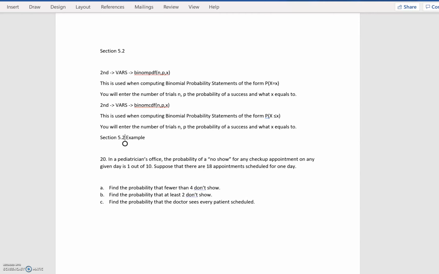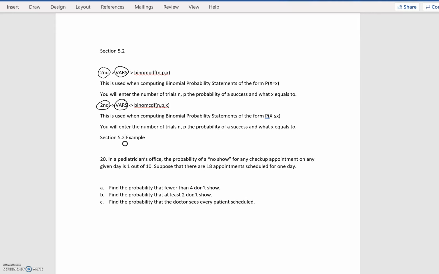Okay, so in this video, we're going to discuss a section 5.2 example, and we're going to make use of the following graphing calculator commands: binom PDF and also binom CDF. I have written down how you access those commands here in these notes, and also what the inputs are. Let's take a look at an example.